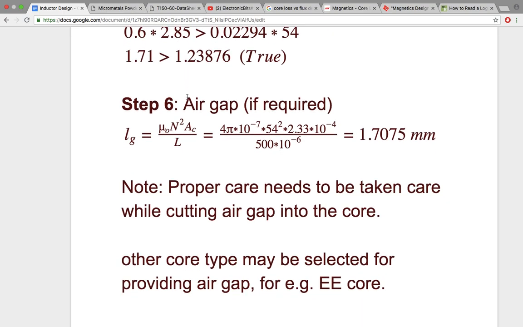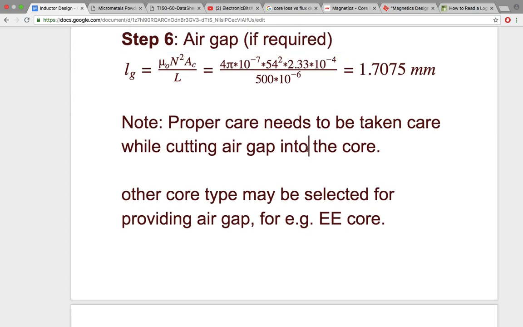Now, as we had checked that the inequality is not matching, the length of air gap we have to compute using this. So we have to provide an air gap length of 1.7075 mm, approximately 1.7 mm. Now the problem here is it's a toroidal core, so you have to provide an air gap of this much length, but you have to cut it. So you have to use an advanced machine like water jet cutting or laser cutting to get this precision.